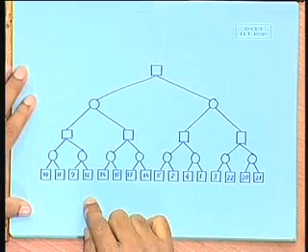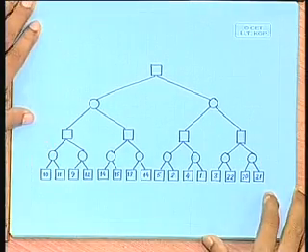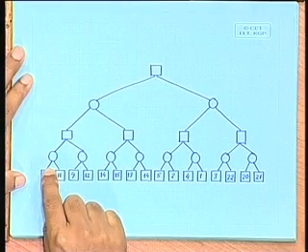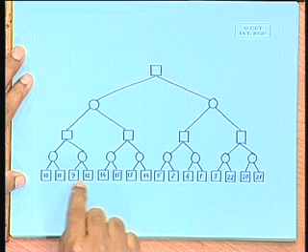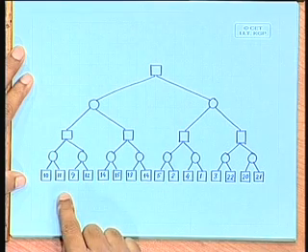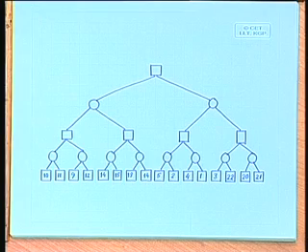So, for example, let us look at this game tree. In this game tree, we have looked up to this many moves, and then we have found out some cost criterion here. Now, what does this cost criterion mean?